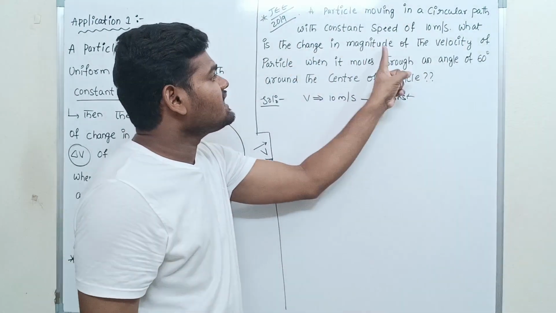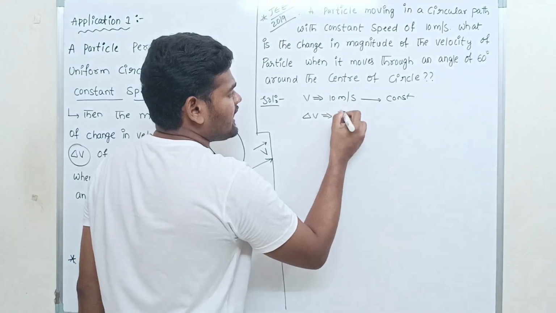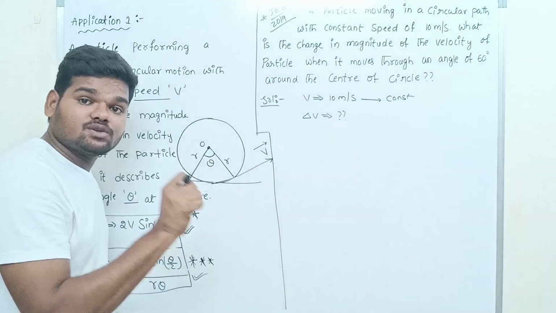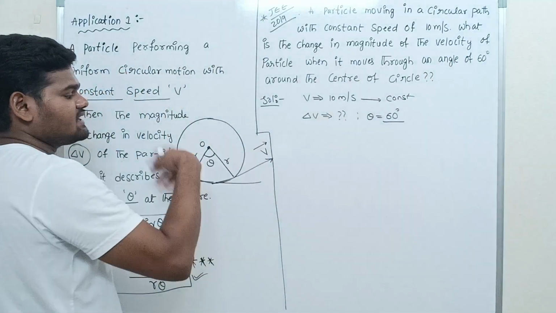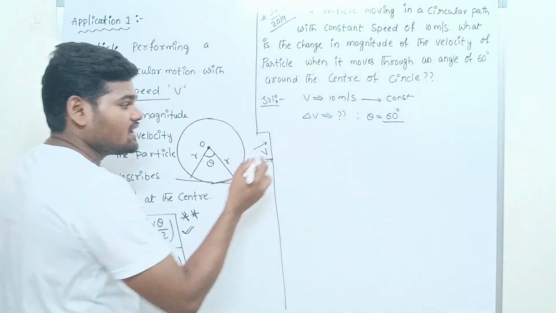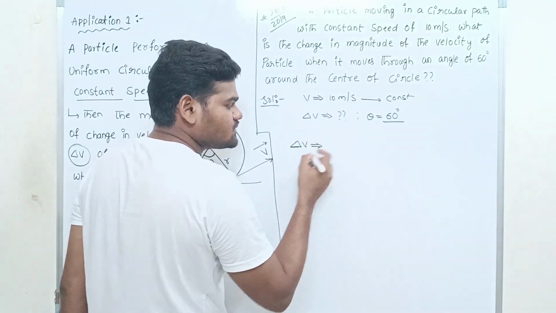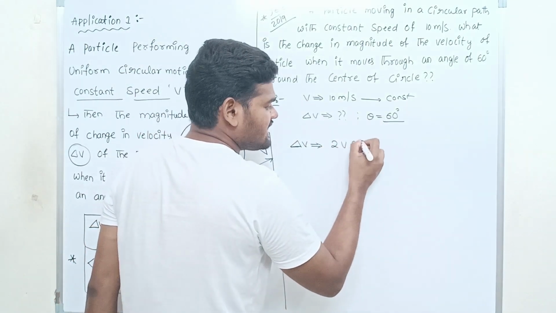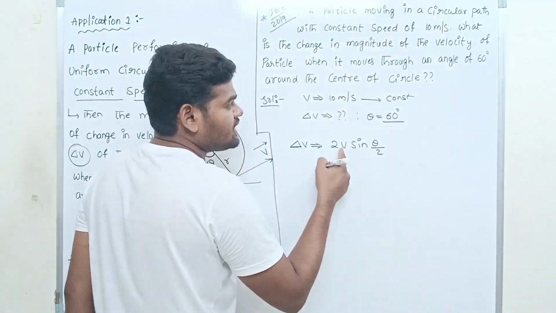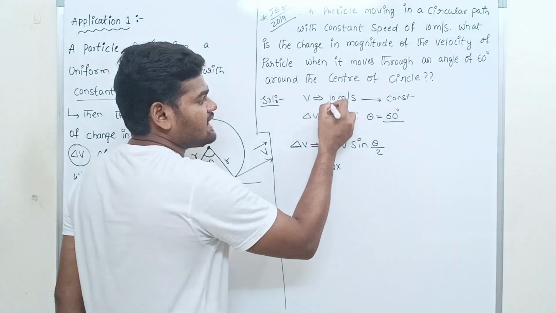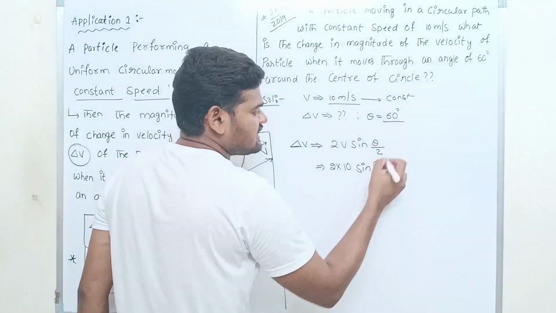So what is the change in magnitude of the velocity of the particle? So delta v, the change in magnitude of the velocity of the particle, is equal to how much when it moves through an angle of 3 degrees around the center of a circle? So what is the formula? The direct formula: change in magnitude delta v is equal to 2v sin theta by 2. So that is equal to 2 into, what is v, the velocity of the particle? 10 meter per second, into sin theta. What is the theta they have given?